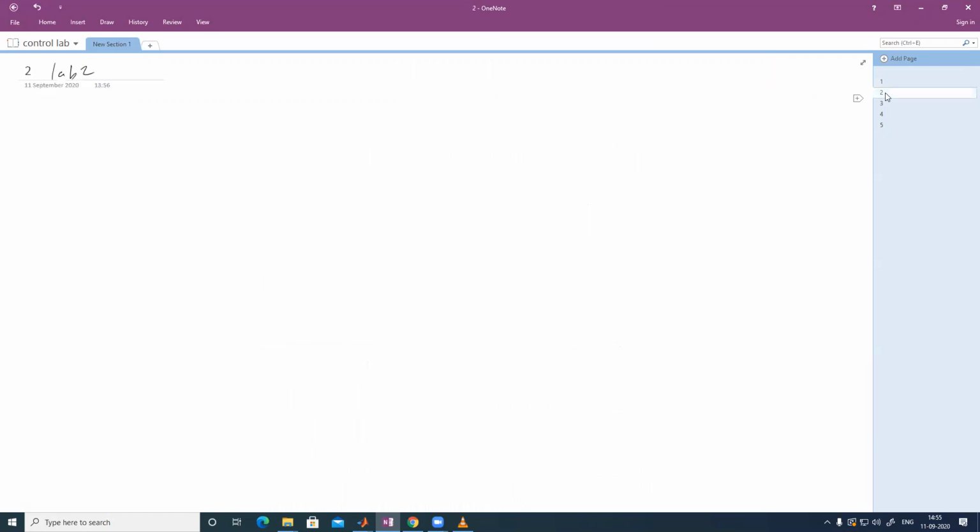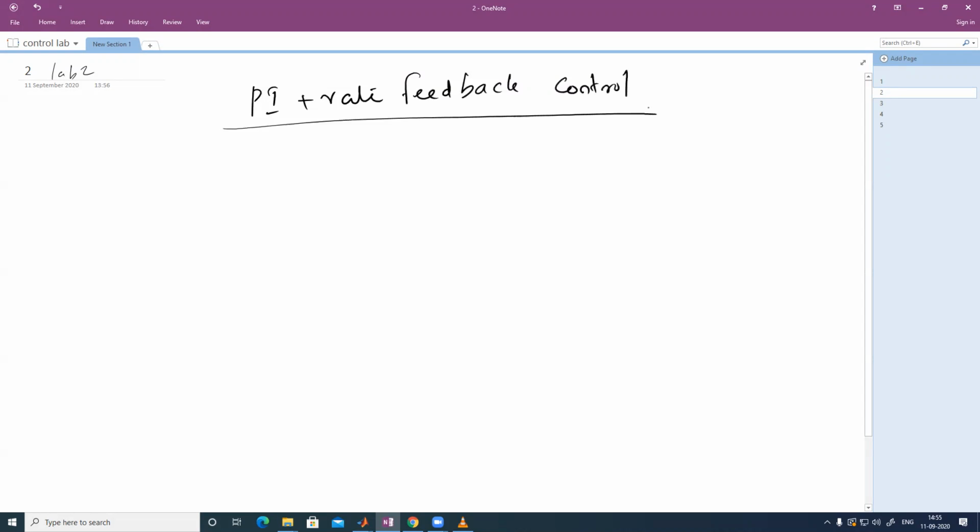For this non-linear system, we are using only PI plus rate feedback control. You are first done with the P plus rate feedback, second one PI plus rate feedback, third one is PID controller. So in this non-linear system analysis you are using only P plus I plus rate feedback.